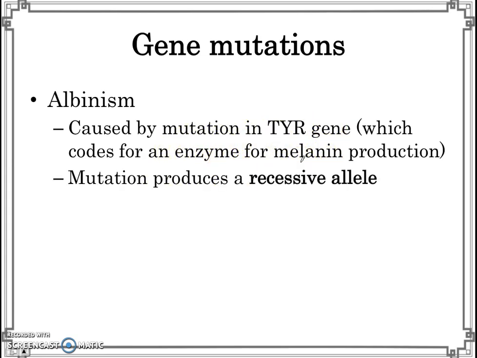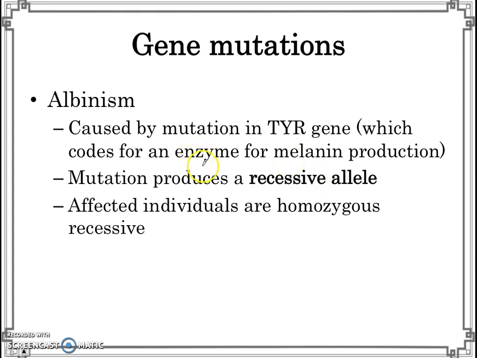Now this mutation of the TYR gene produces a recessive allele. So what that means is, in order for you to be an albino, to have this albinism, you need to have 2 copies of the recessive allele. So normally, all of us have 2 copies of the TYR gene. So I want you to imagine that we all have 2 copies of the TYR gene. One from our mother, one from our father.